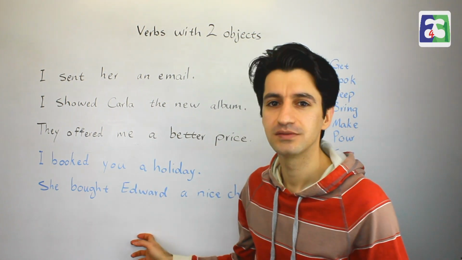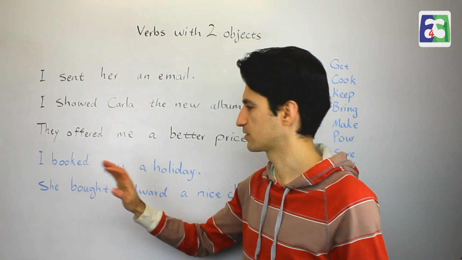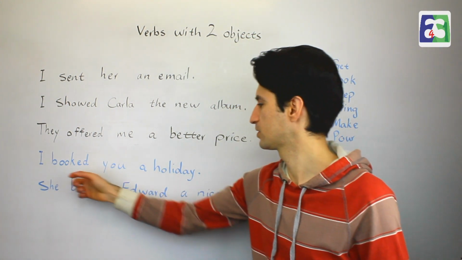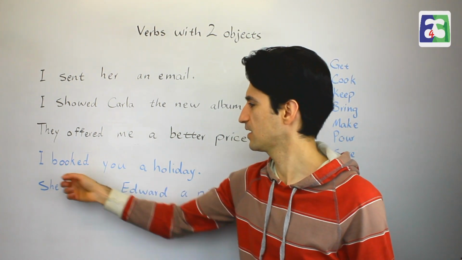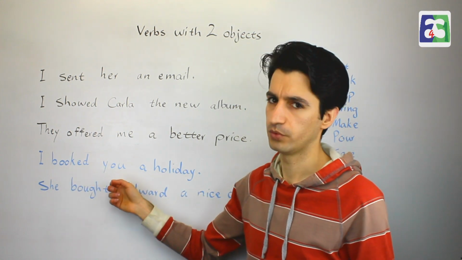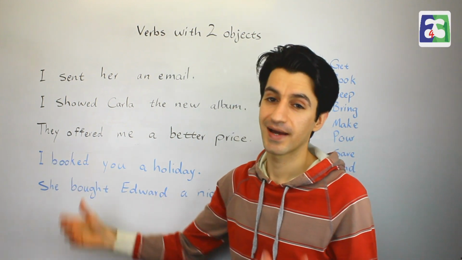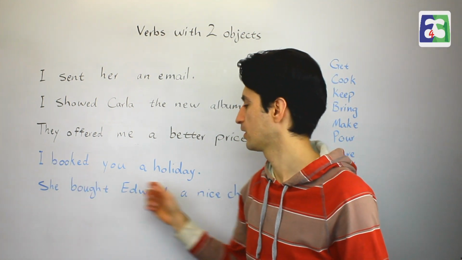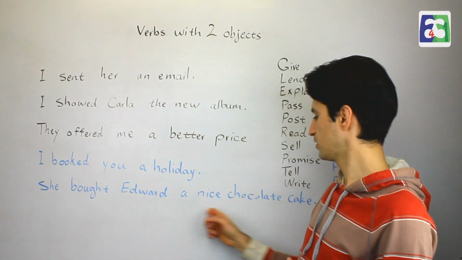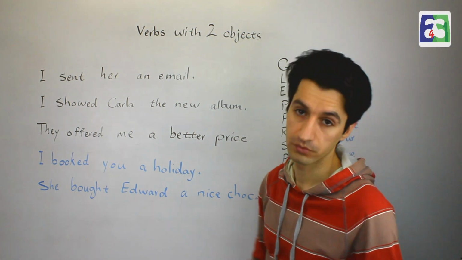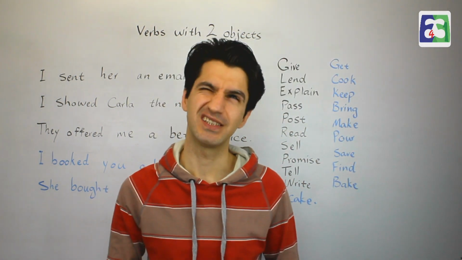But the blue ones, we can't just use the formula for these ones. I can't just add to. No, I booked a holiday to you. No, I can't say that. And I can't say I booked a holiday you. No, that's not correct either. So what I need to add is for. I booked a holiday for you. She bought a nice chocolate cake for Edward. So we need to add for before the indirect object.